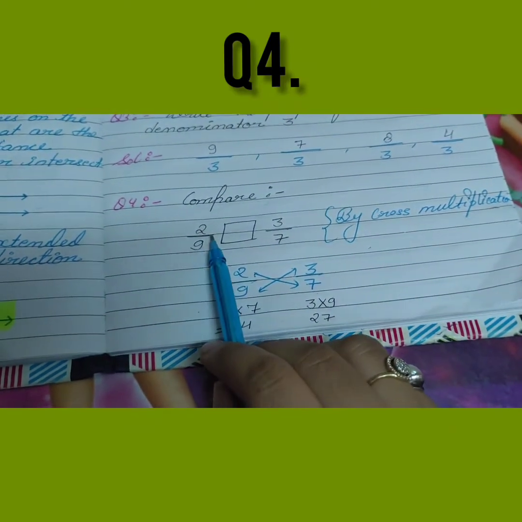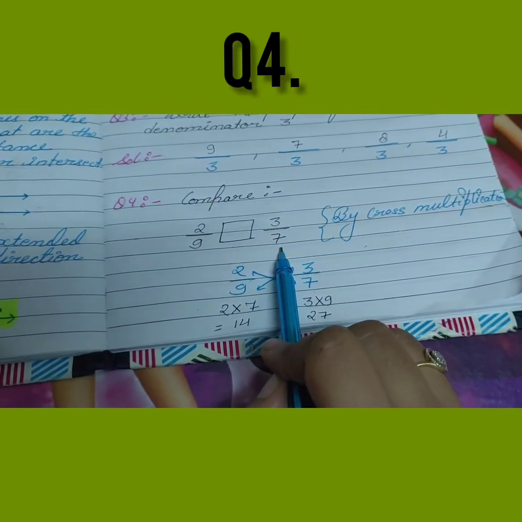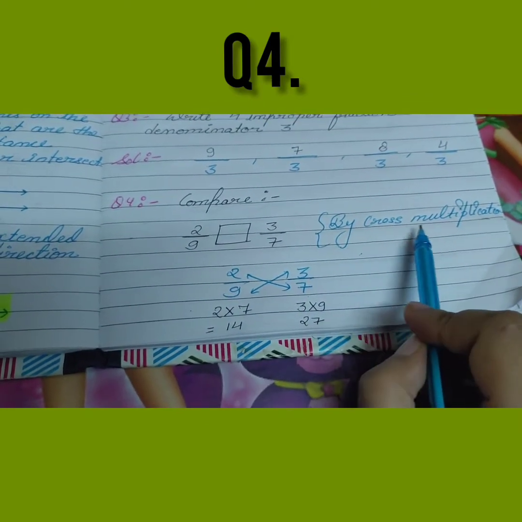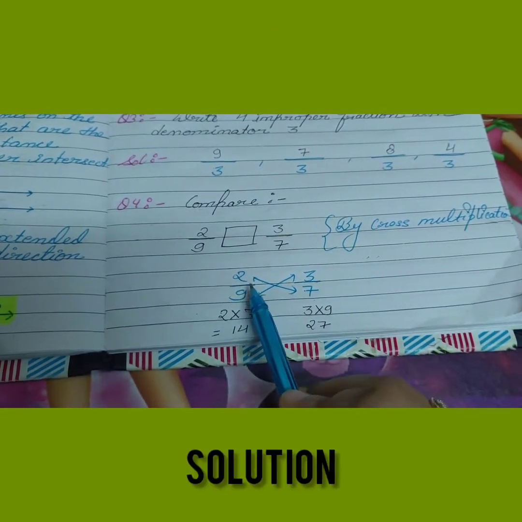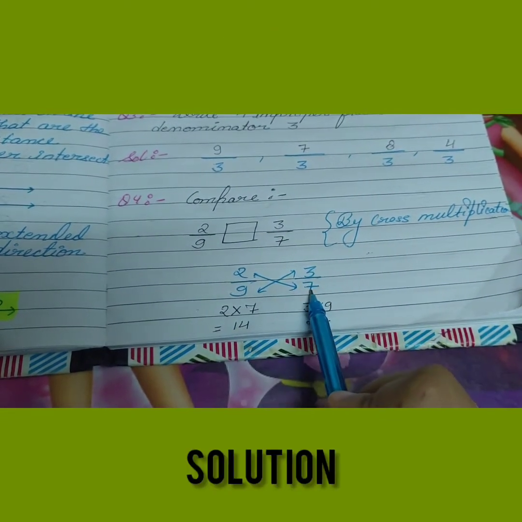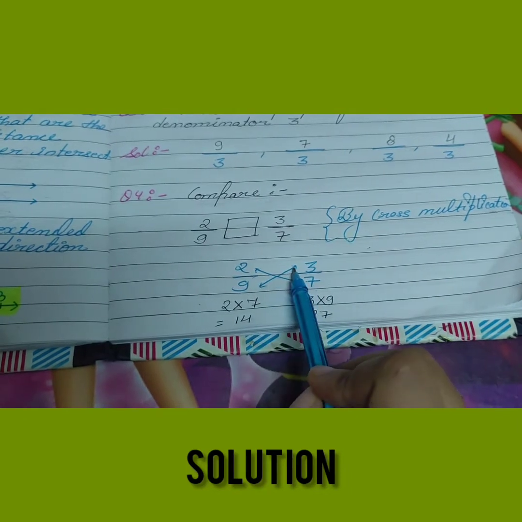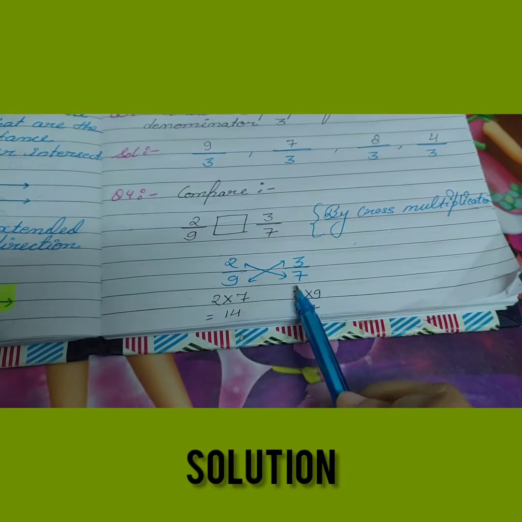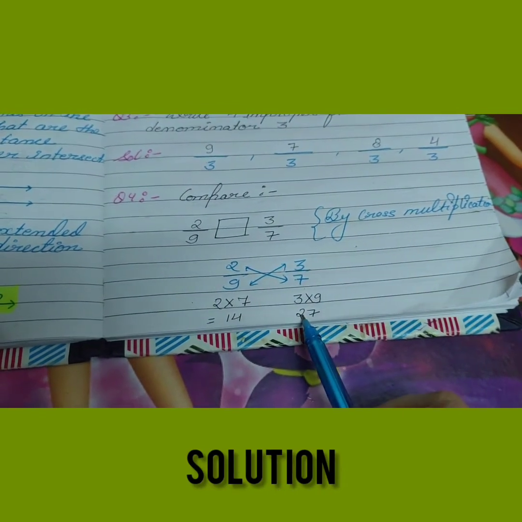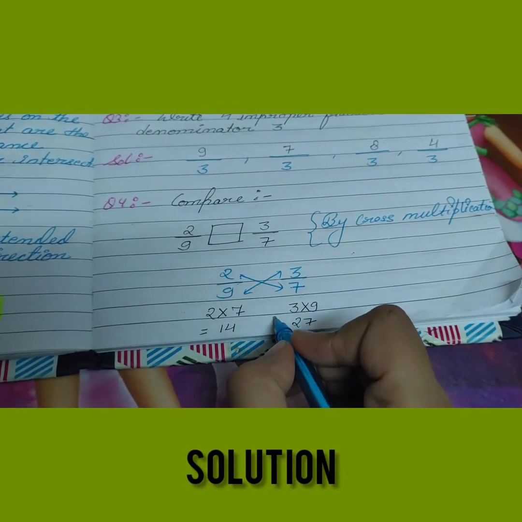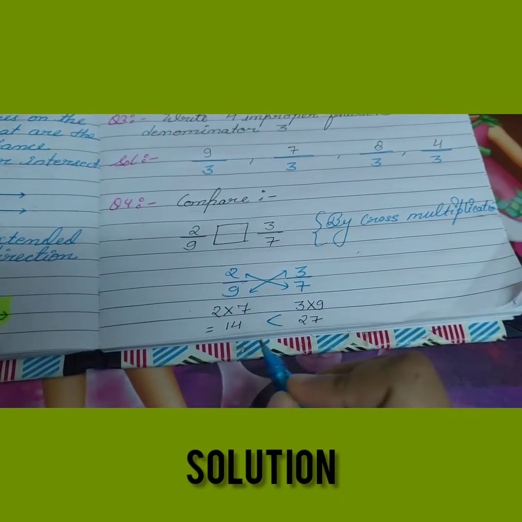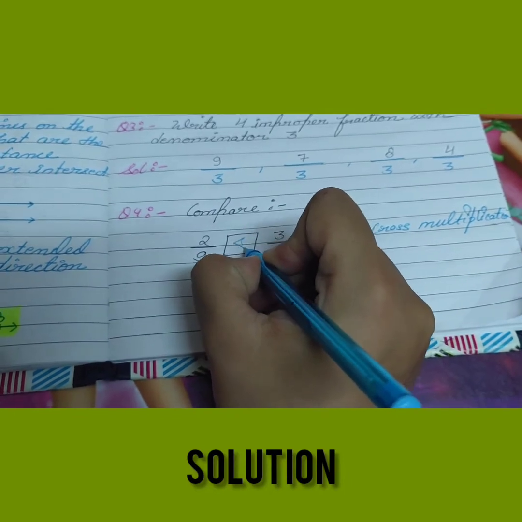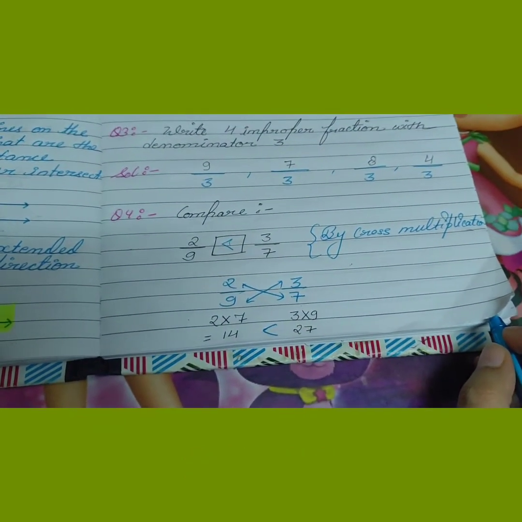Question number 4. Compare 2 upon 9 and 3 upon 7. Now we have to compare two fractions. How to compare? By cross multiplication. So first write both the fractions, 2 upon 9 and 3 by 7. Now do the cross multiplication. So 2 times 7 is 14. And on this side, 3 times 9 is 27. So here 27 is greater than 14. So we can say that 3 upon 7 is greater than 2 upon 9.